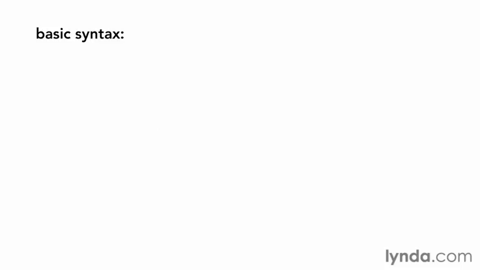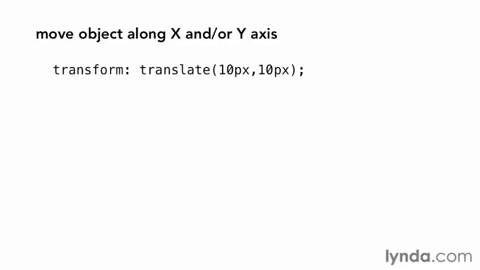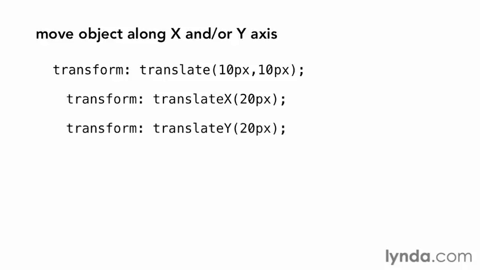All transforms follow the same basic syntax. The keyword transform, followed by a colon, and then the function name with any parameters in parentheses. There are 4 basic transform functions. The first, translate, moves objects around the screen. Transform translate 10 pixels, 10 pixels, moves the targeted element right 10 pixels and down 10 pixels. You can also use negative values to move elements up and left. There are also functions to apply if you just want to move the object along one axis, translateX and translateY.